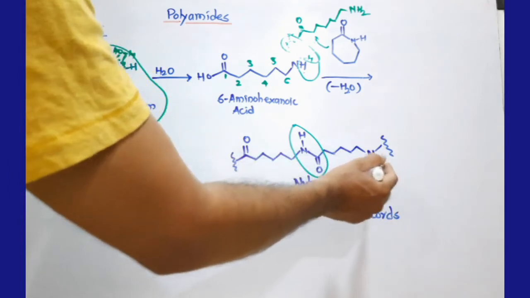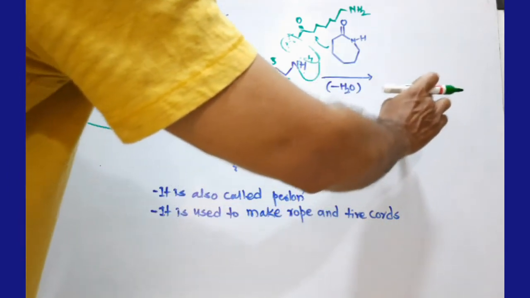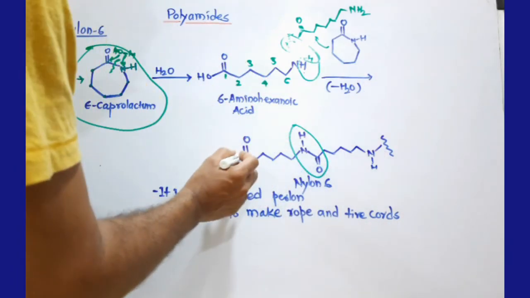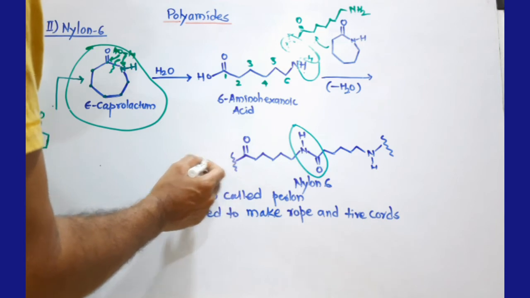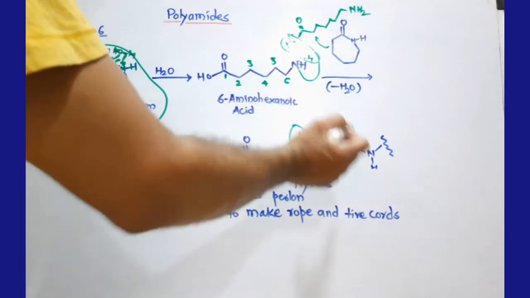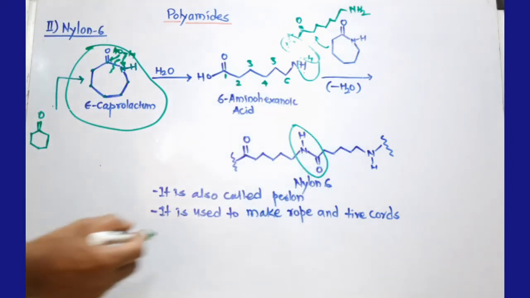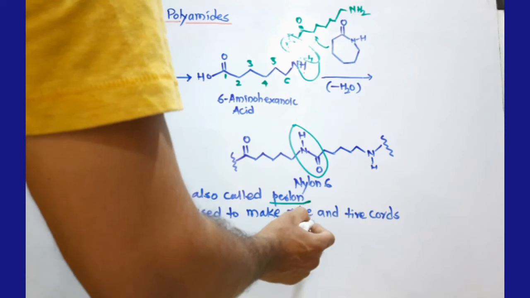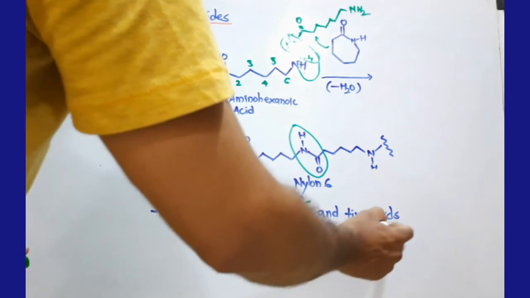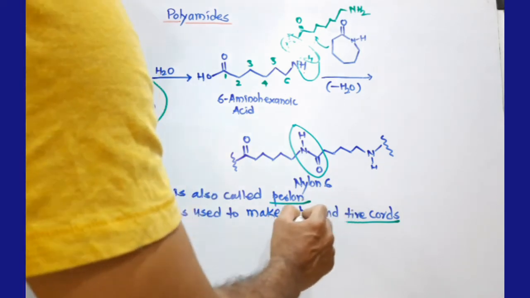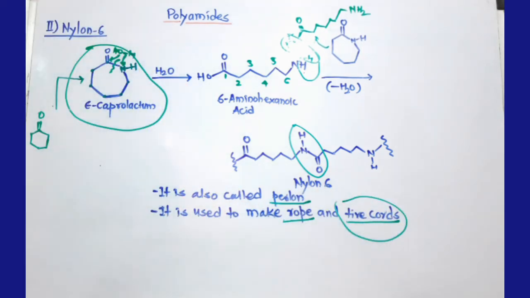And what does this zigzag line mean? This unit is repeated from this side with the carbonyl group, and the zigzag line means this unit is repeated with the NH group. In this way we can prepare nylon 6. It is also called Perlon, which is actually its trade name. I have selected only 2 applications. It is used for making rope and tire cords, for vehicle tires.